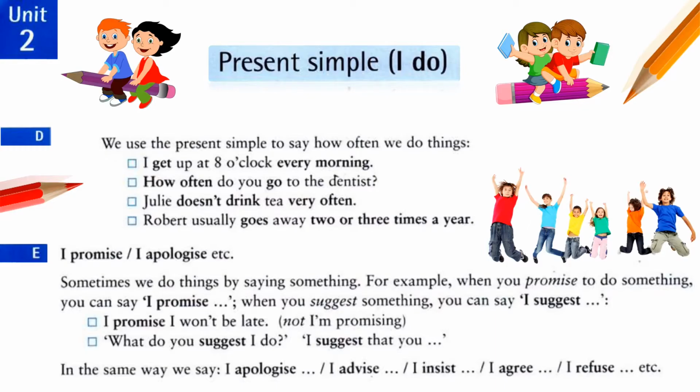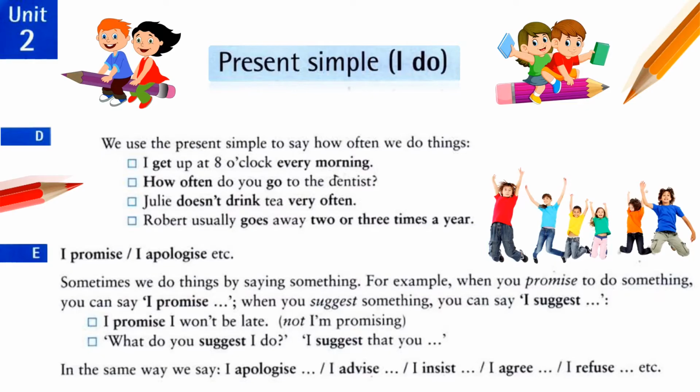Next we go to I promise, I apologize. Sometimes we do things by saying something. For example, when you promise to do something, you can say I promise. When you suggest something, you can say I suggest. For example, I promise I won't be late. What do you suggest? What do you suggest I do? I suggest that you, whatever you would like to write.